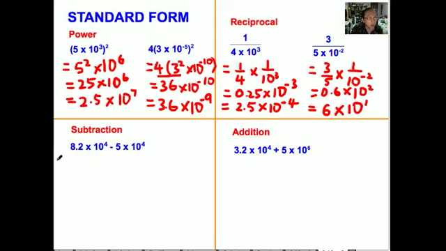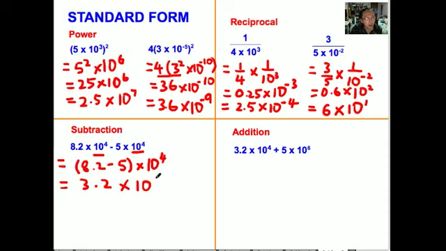In subtraction, we need to have a common power of 10, which we can factorize out to give us times 10 to the power of 4. 8.2 minus 5 is 3.2 times 10 to the power of 4.